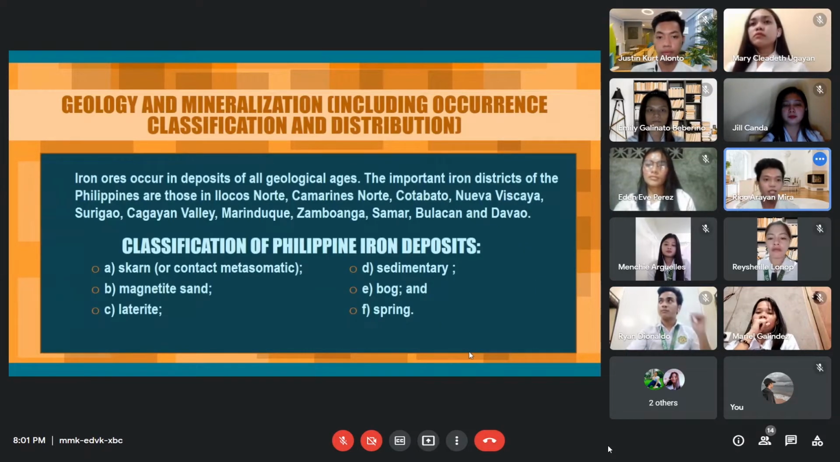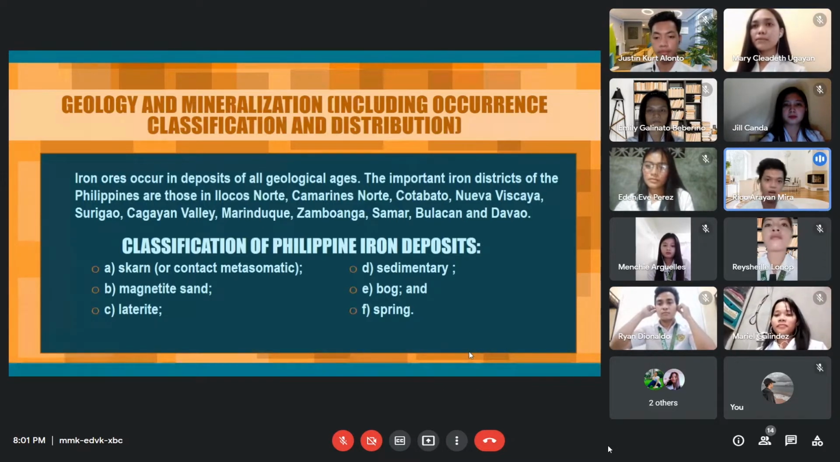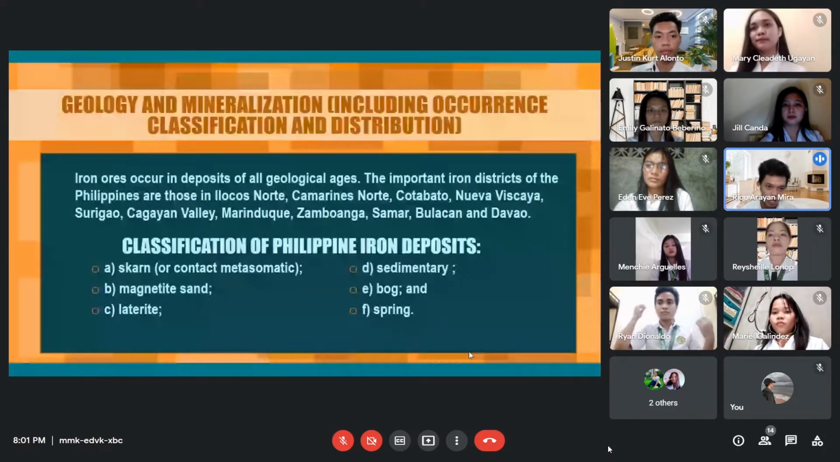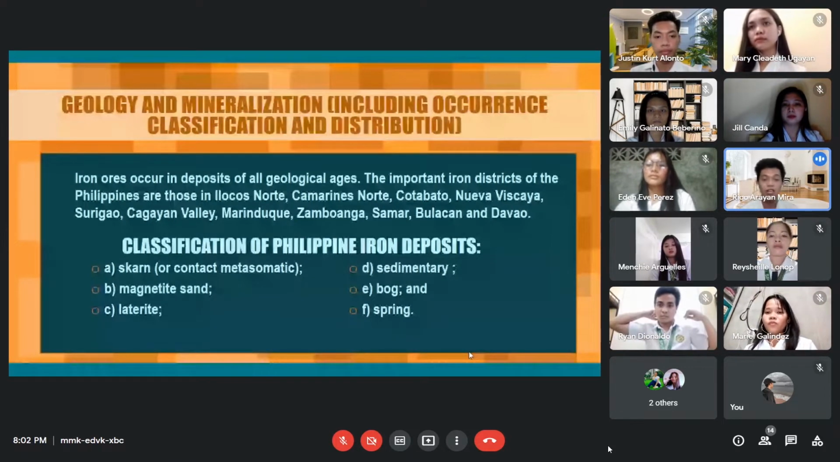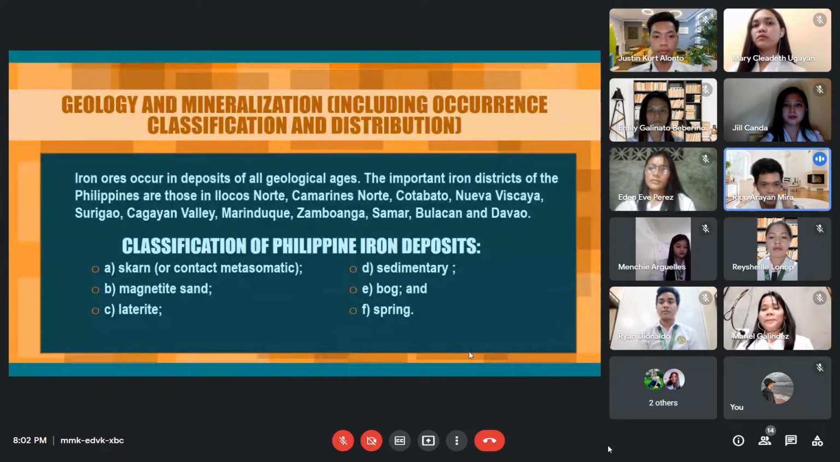In the Philippines, iron ores occur in deposits of all geological ages. The important iron districts of the Philippines are those in Ilocos Norte, Camarines Norte, Cotabato, Nueva Vizcaya, Surigao, including Surigao del Norte and Surigao del Sur, Cagayan Valley, Marinduque, Zamboanga, Samar, Bulacan, and Davao. Those are the places where we can find concentrations of iron deposits in the Philippines.